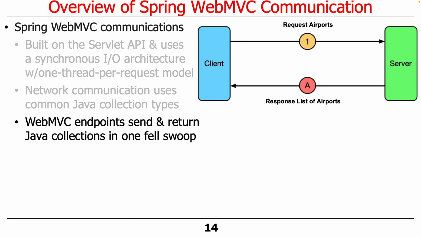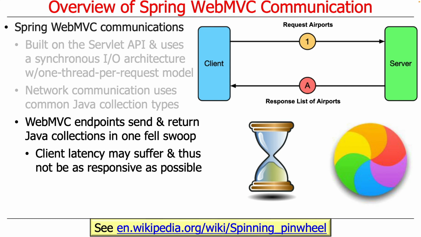Well, you might think, gee, how else are you going to do it? Well, it turns out that there's other ways to do it that are perhaps more effective and more scalable in some circumstances. Why this is problematic is because client latency may suffer because you have to wait for the server to assemble the entire list. And if it takes a while to assemble the list, you don't get any results until everything is ready to be sent back. So the client may be less responsive.